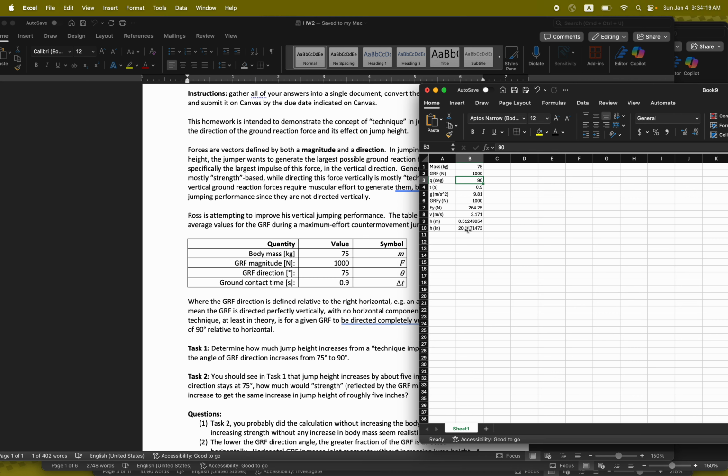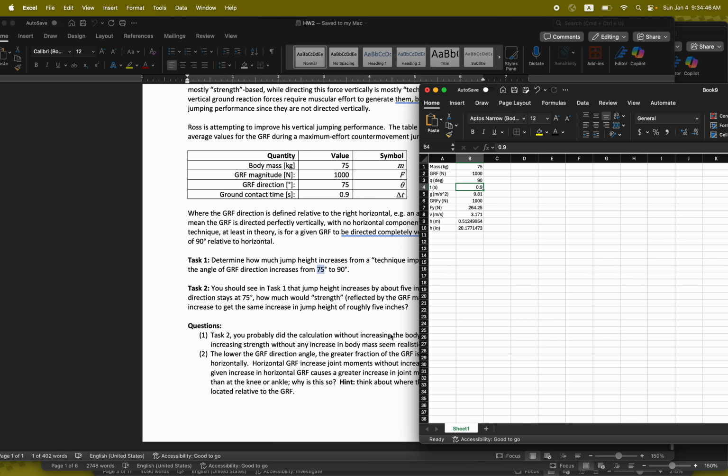Okay. So changing my angle from 75 degrees, where I got to jump about 15 inches, to 90 degrees. Now I get a jump of about 20 inches, right? So I got about a 5-inch increase in jump height by improving my technique there. That's pretty good. 5 inches is quite a good increase in jump, especially when I'm only starting out at 15 there.